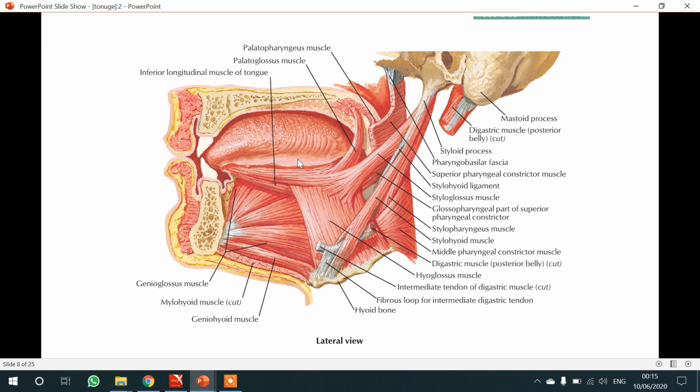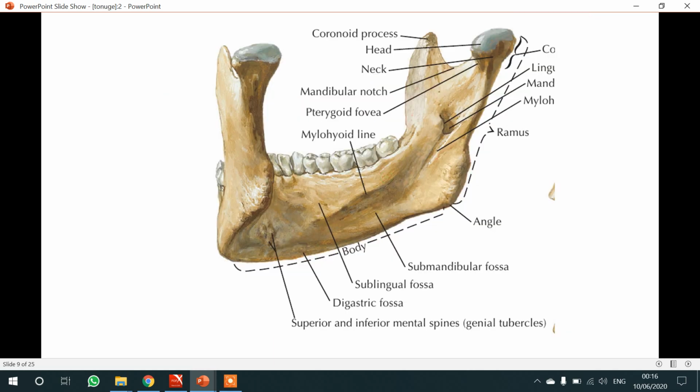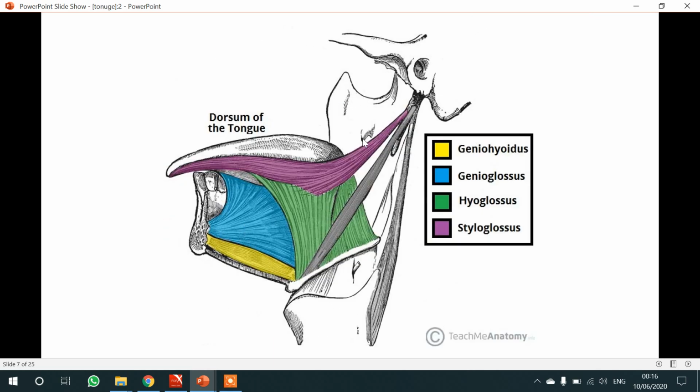So the extrinsic and intrinsic muscles both have different functions. As I just discussed, the extrinsic muscles are concerned with the movement or changing position of the tongue, whereas the intrinsic muscles deal with changing the shape of the tongue. I hope you better understood the difference between the two. So, what are the extrinsic muscles? We will start from the extrinsic muscles and see how they play their role. There are four extrinsic muscles in the tongue and four intrinsic muscles in the tongue.